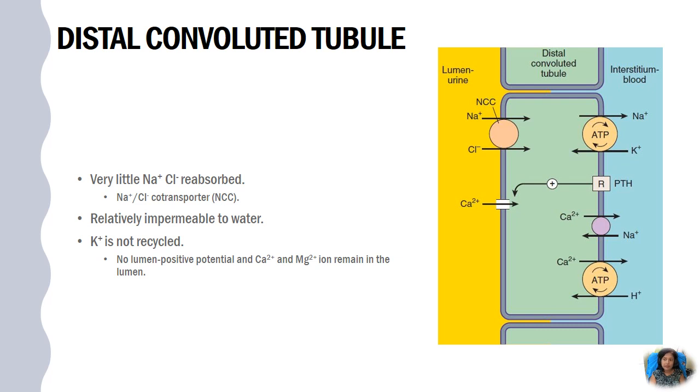Therefore, calcium and magnesium remain in the tubular lumen, and instead calcium is actively reabsorbed, as you see in the diagram, by the distal convoluted tubule cells through the apical calcium channel and the basolateral sodium-calcium exchanger, and this process is regulated by parathyroid hormone, as you see in your diagram.